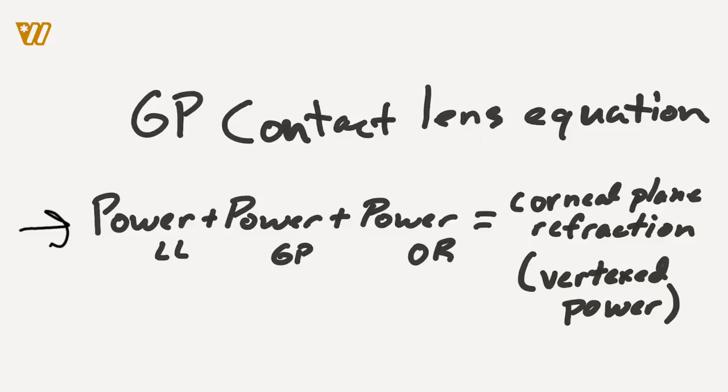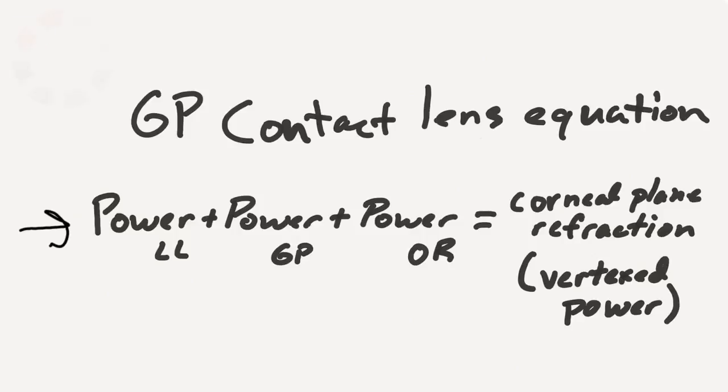So the power of the lacrimal lens plus the power of the GP contact lens plus the power of an over-refraction, if there's one present, has to equal the corneal plane refraction or the vertex power at the cornea, or what some of you know as the vertex spectacle Rx. We're going to use this contact lens equation throughout our GP contact lens problems to help us understand and account for the lacrimal lens power.